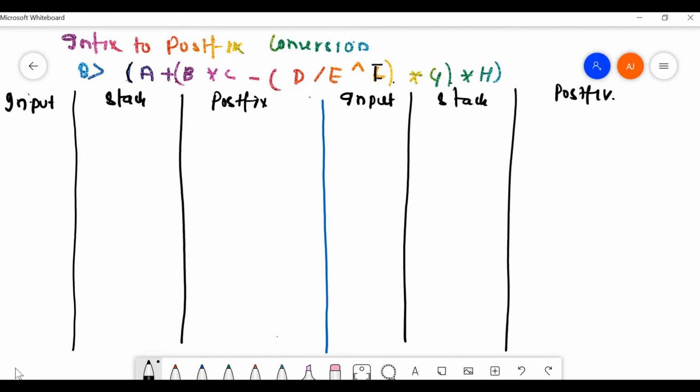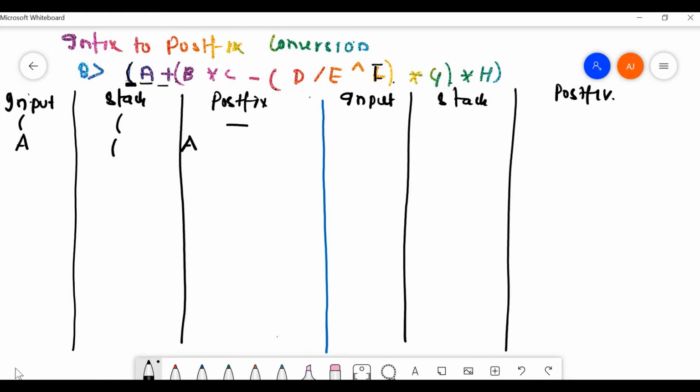So let's start. First of all we have this bracket, so we'll place this input here. According to the rule, in stack it will be like this only, and in the postfix there is no expression. Now a. So a comes here, a will be there. In stack the bracket will be there, and the operand will go to the postfix portion.